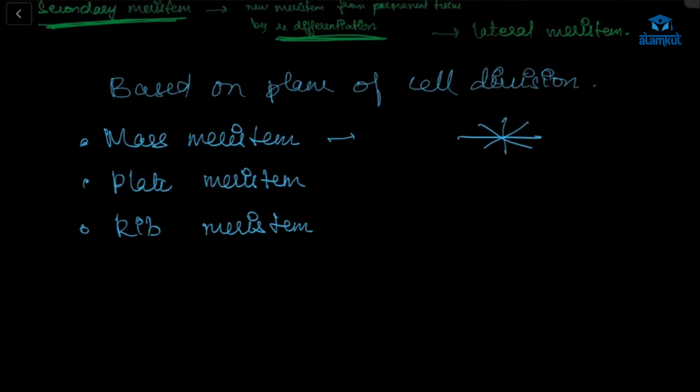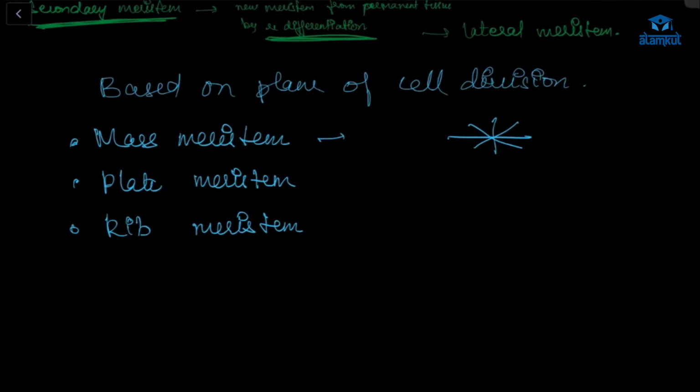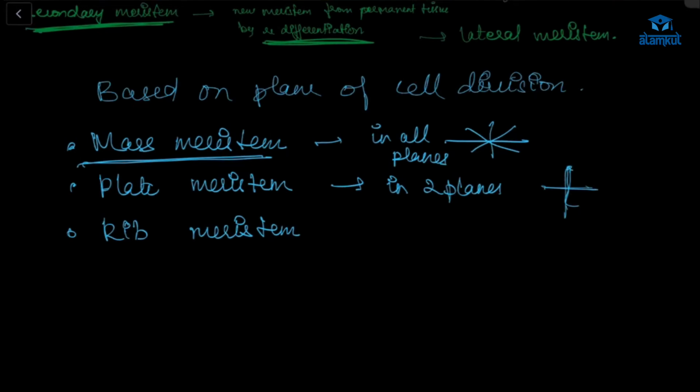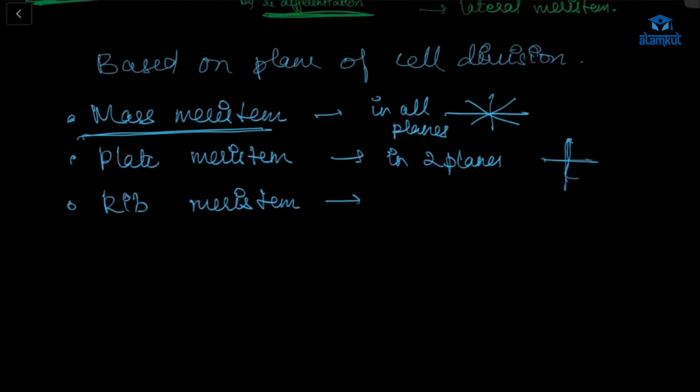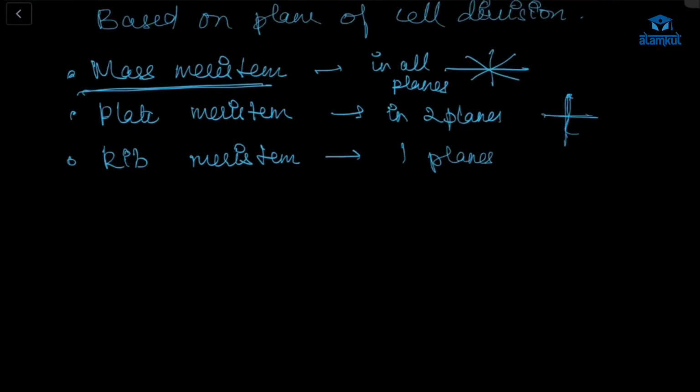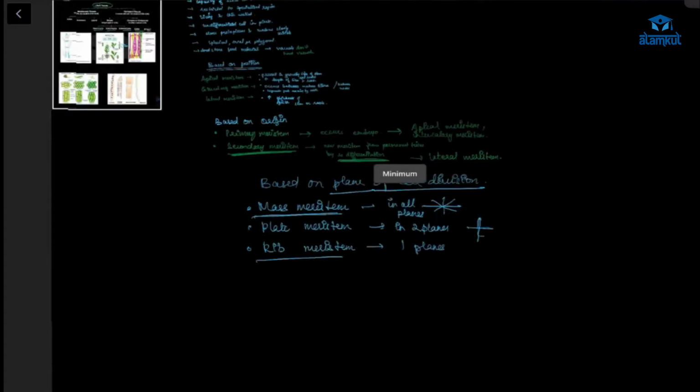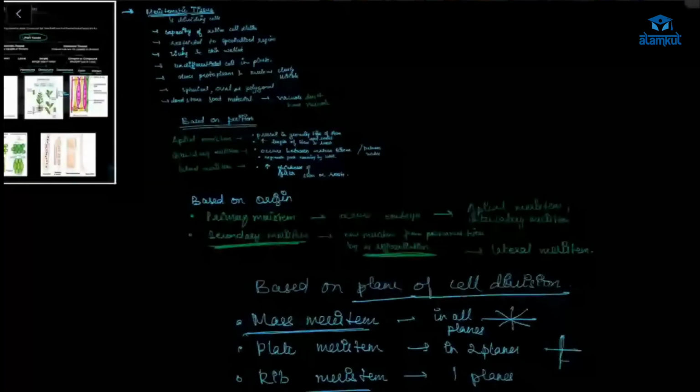So what will happen? The volume of the cell will increase, and that's why it is called mass meristem. And the plate meristem will divide in two planes only. So here the area of the organ will increase. And in the rib meristem, there is only one plane of division, so it will be long like this. That's all. So these are based on the plane of cell division. We have done the meristematic tissues.